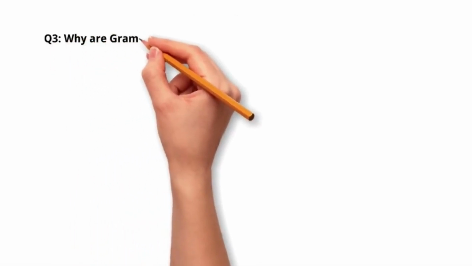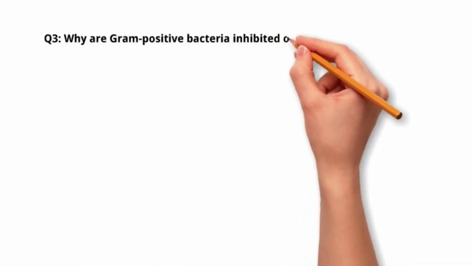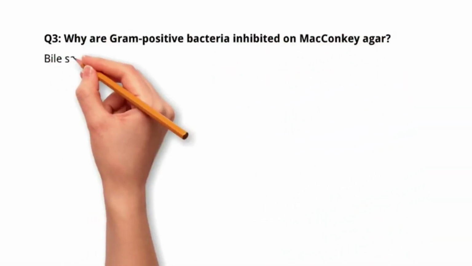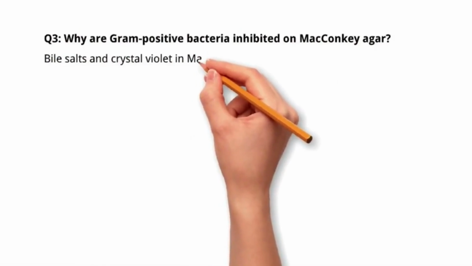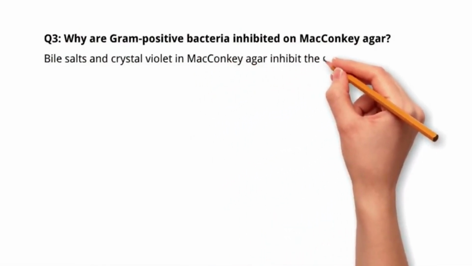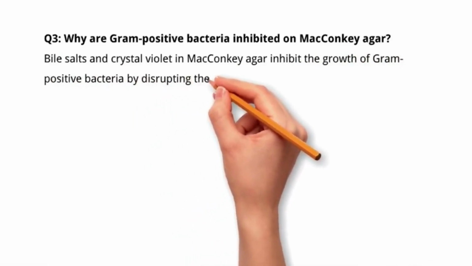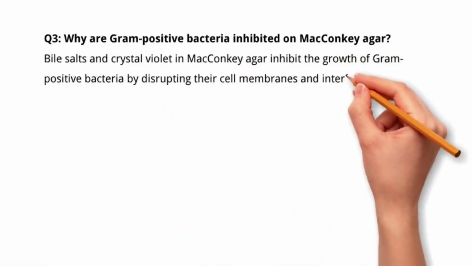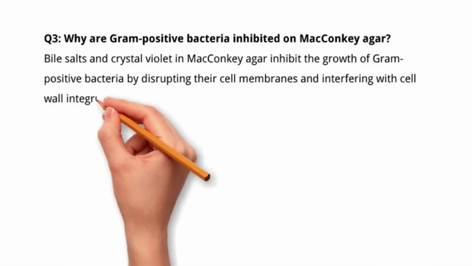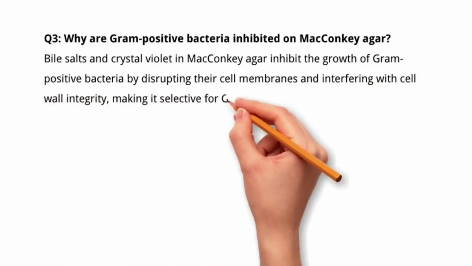Question 3. Why are gram-positive bacteria inhibited on MacConkey agar? Bile salts and crystal violet in MacConkey agar inhibit the growth of gram-positive bacteria by disrupting their cell membranes and interfering with cell wall integrity, making it selective for gram-negative bacteria.